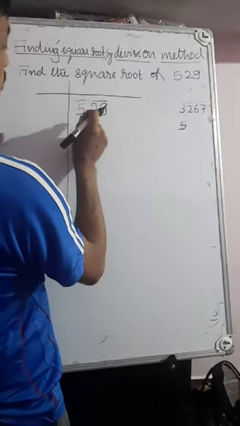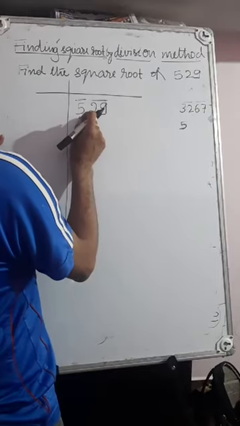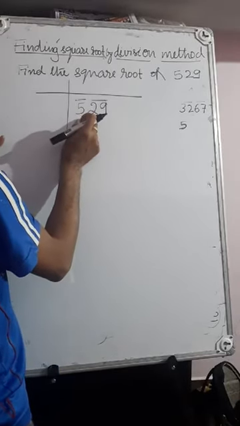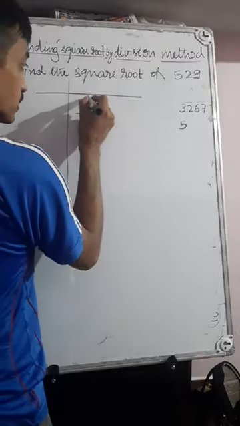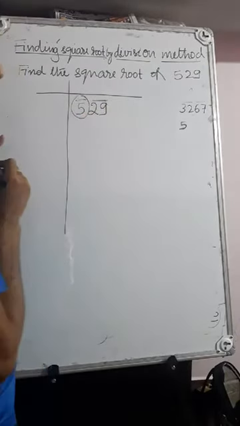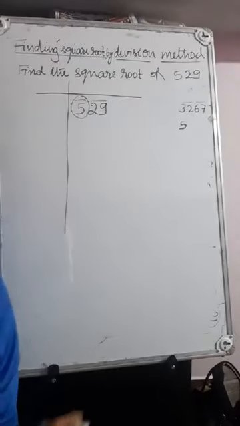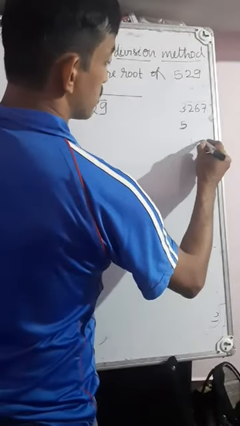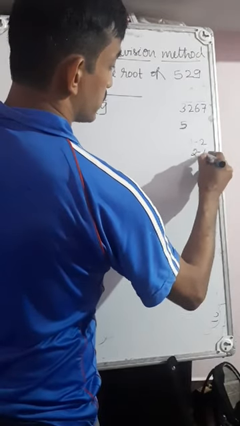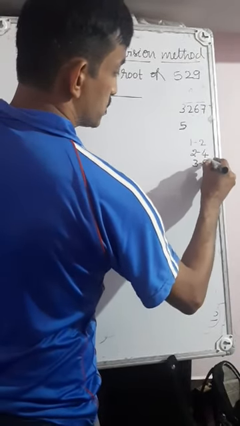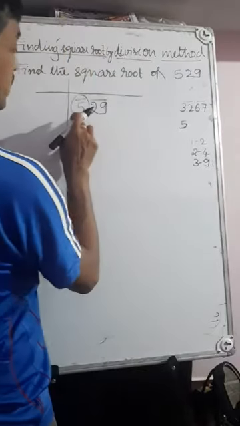Now you should find the largest number whose square is less than or equal to the number in the leftmost group. Here 5 is the number. Now tell me a number whose square is less than or equal to 5. See, 1 squared is 1, 2 squared is 4, 3 squared is 9. See, 9 exceeded here.